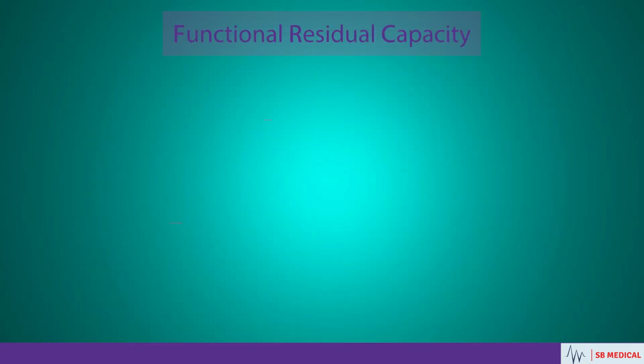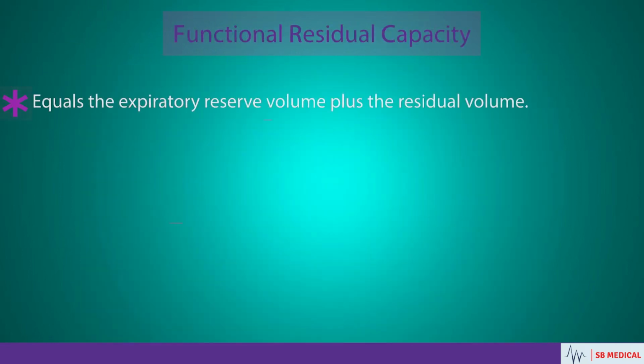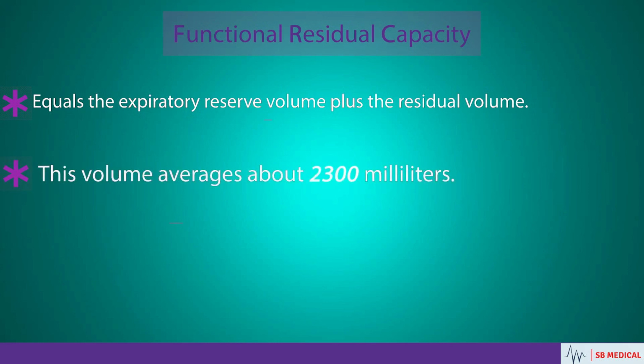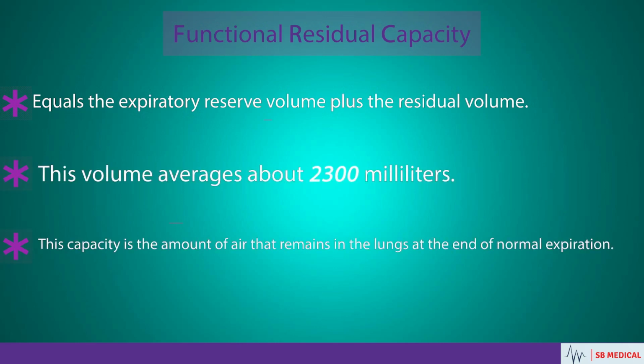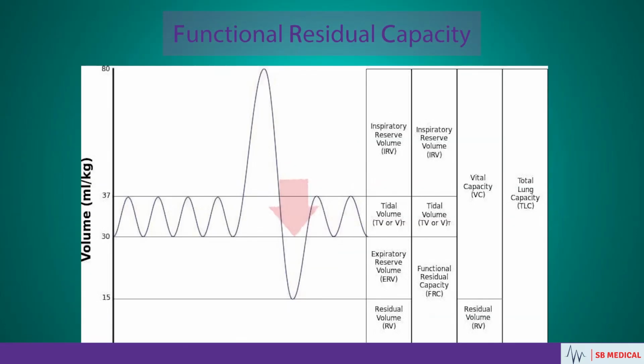Functional residual capacity. Functional residual capacity equals the expiratory reserve volume plus the residual volume. This capacity is the amount of air that remains in the lungs at the end of normal expiration, about 2,300 milliliters. Functional residual capacity is shown here.